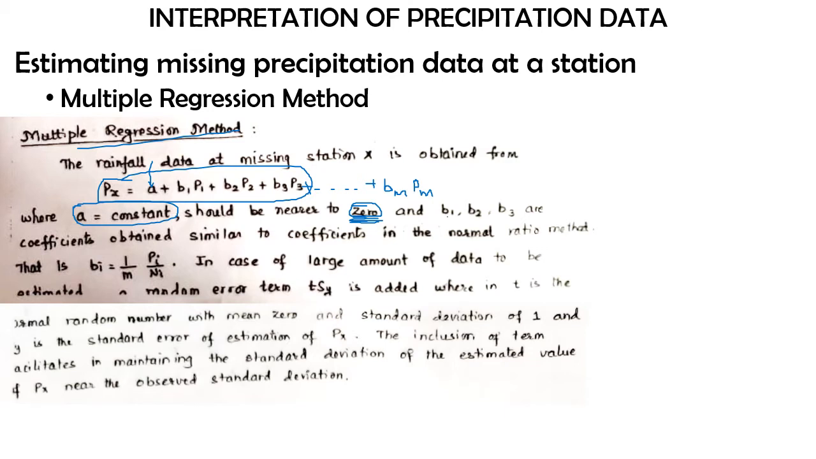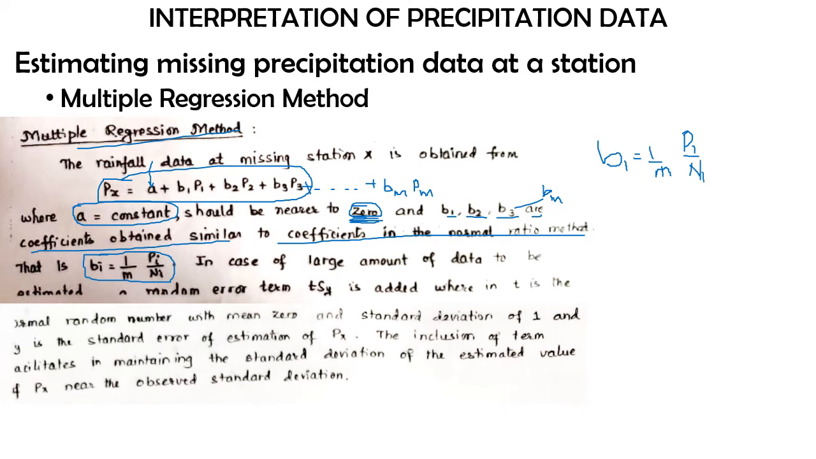Now the next one is B1, B2, B3 up till Bm. These terms are nothing but the coefficients obtained, similar to the coefficient in the normal ratio method. Here the formula is given as Bi equals 1 by m into Pi by Ni. So what does that indicate? As I told you, for B1 your formula is going to be 1 by m into P1 by N1.